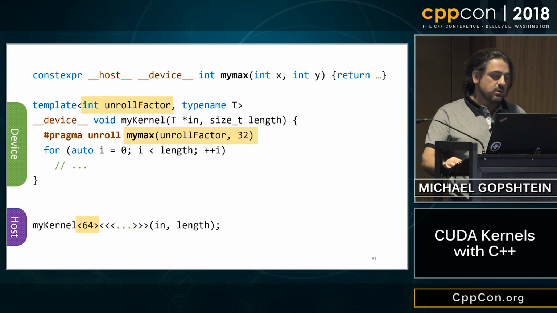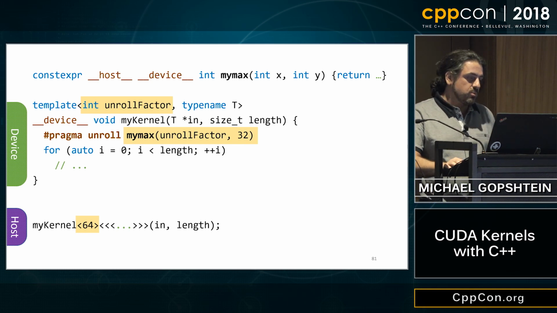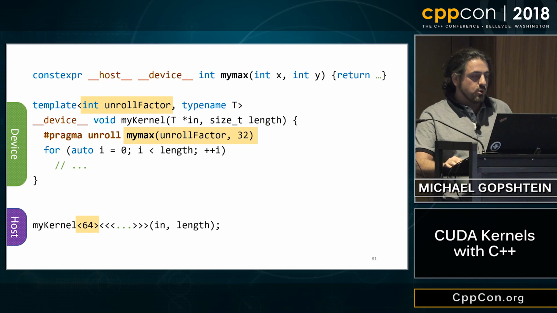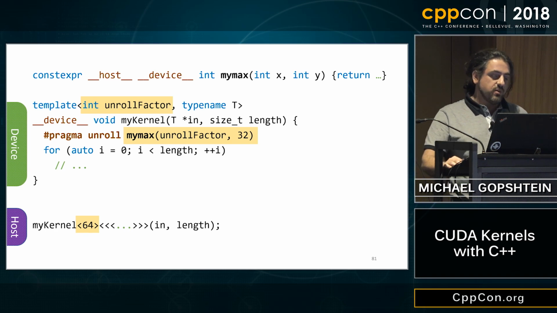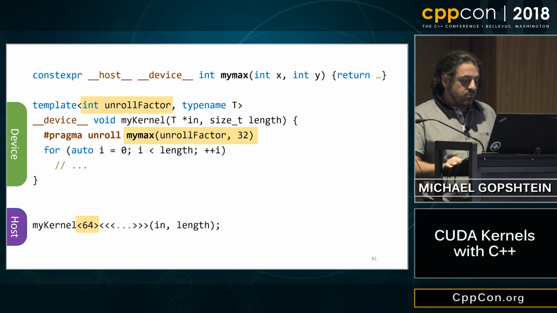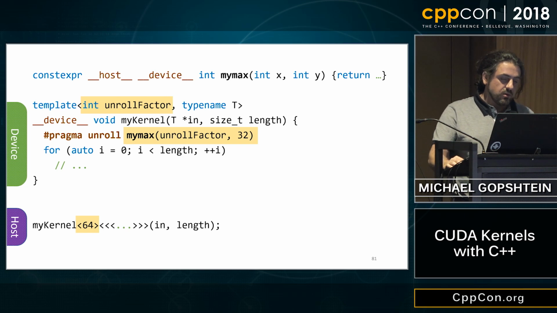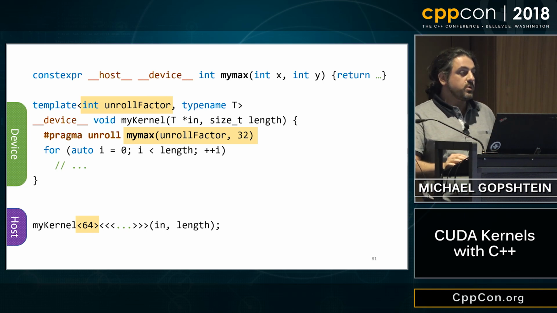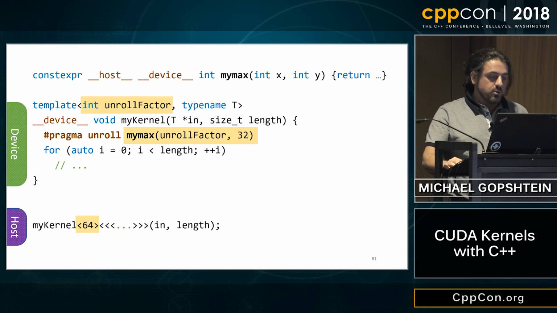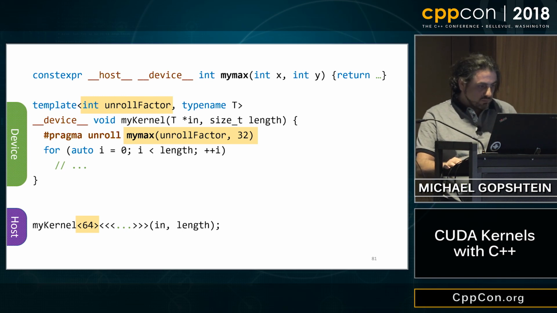So in this case, the value that we supply to pragma unroll is the result of a constexpr function, which operates on a template parameter and some predefined value. So basically, any value which can be deduced in compile time can be used as a pragma unroll parameter.